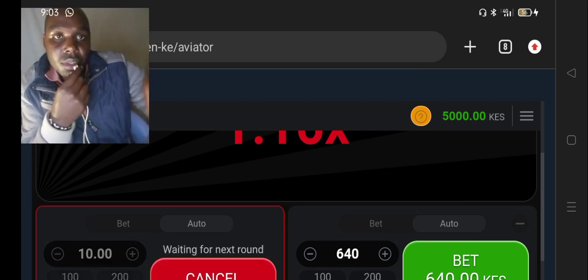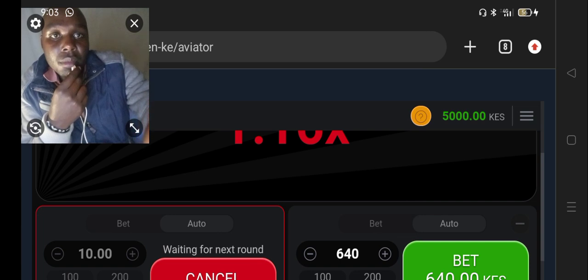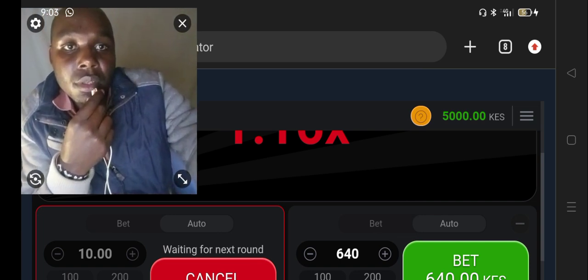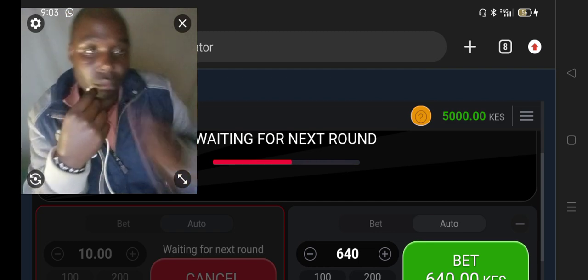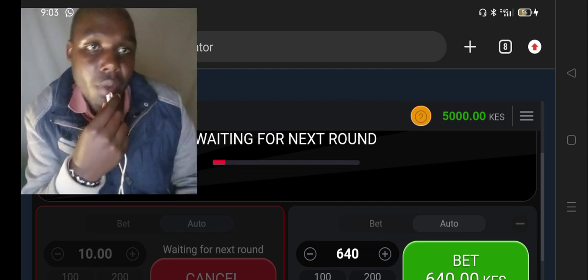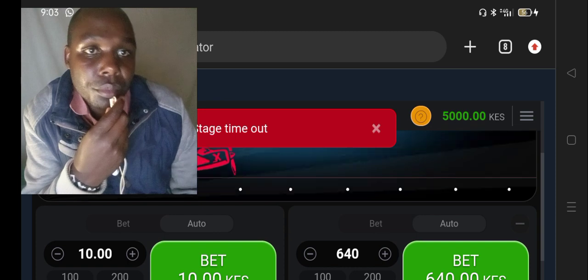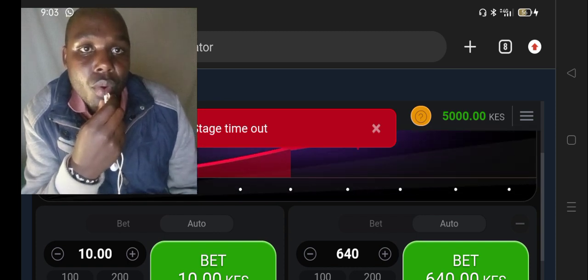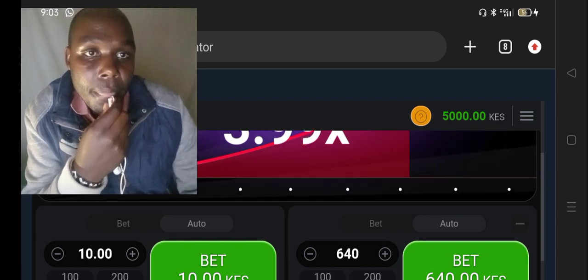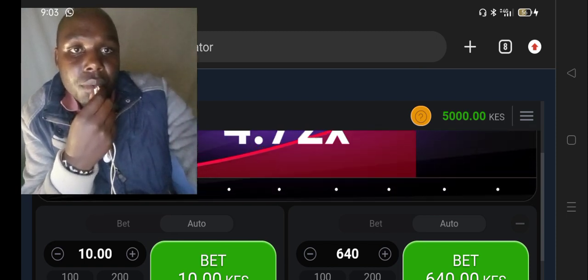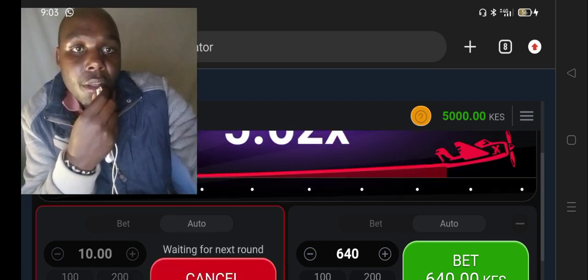Let's wait for the next round. Let me increase my image a bit. Then let's go guys, that is our first bet. Oh, the first bet did not go through, so we will repeat and wait for the next round.